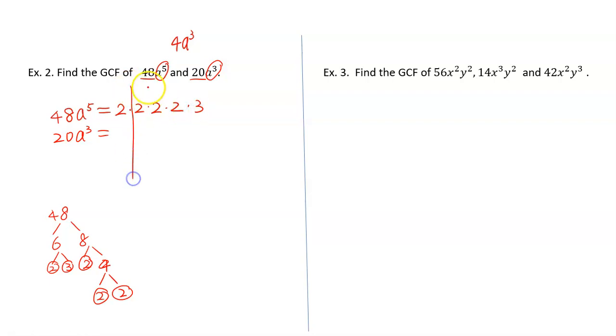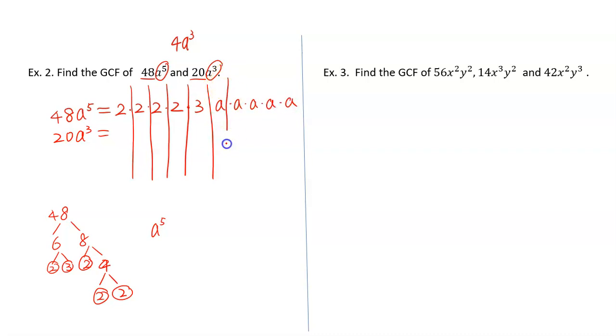Okay, so I'm going to draw the vertical lines to separate the numbers. That would be clear. Now, for A5 just means 5 copies of A. So you just have A, A, A, A, and A. So 5 copies of A's. That's the breakdown. Now, next, let's work on 20 A3.